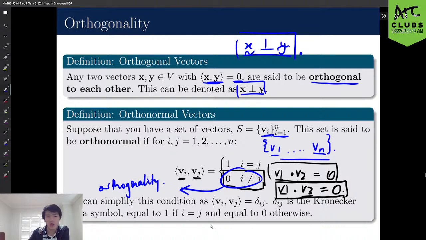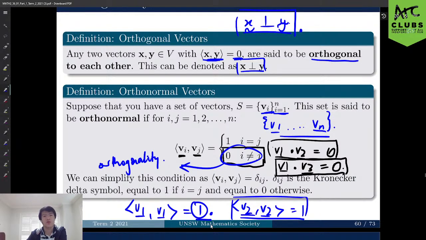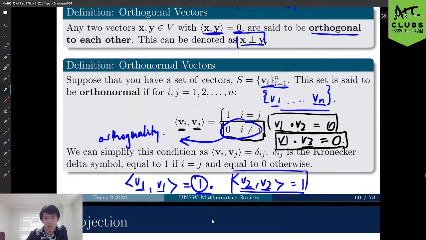Next, we need all of them to have an inner product with themselves, so v1, v1, that needs to be equal to 1. For example, v2 with itself is going to be equal to 1. Right, so this is the property of orthonormality.